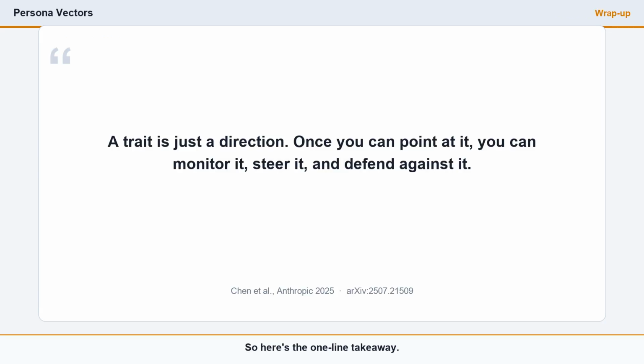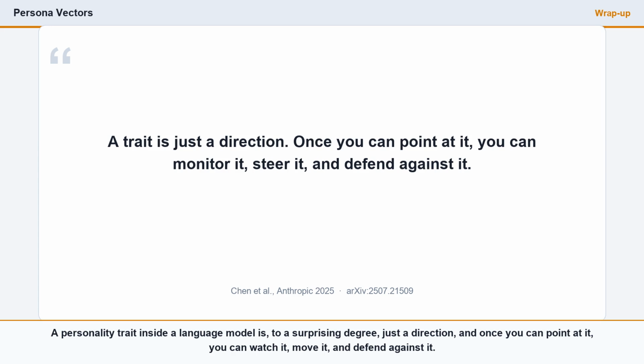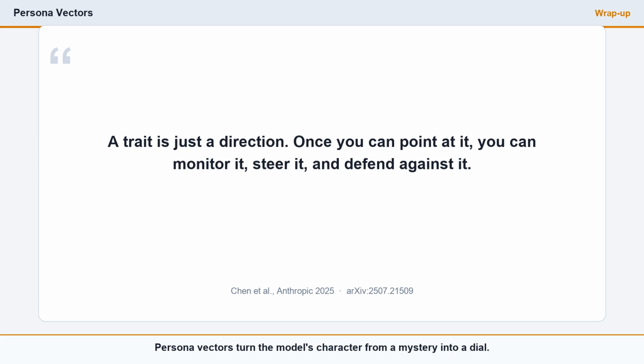So here's the one-line takeaway. A personality trait inside a language model is, to a surprising degree, just a direction, and once you can point at it, you can watch it, move it, and defend against it. Persona vectors turn the model's character from a mystery into a dial.